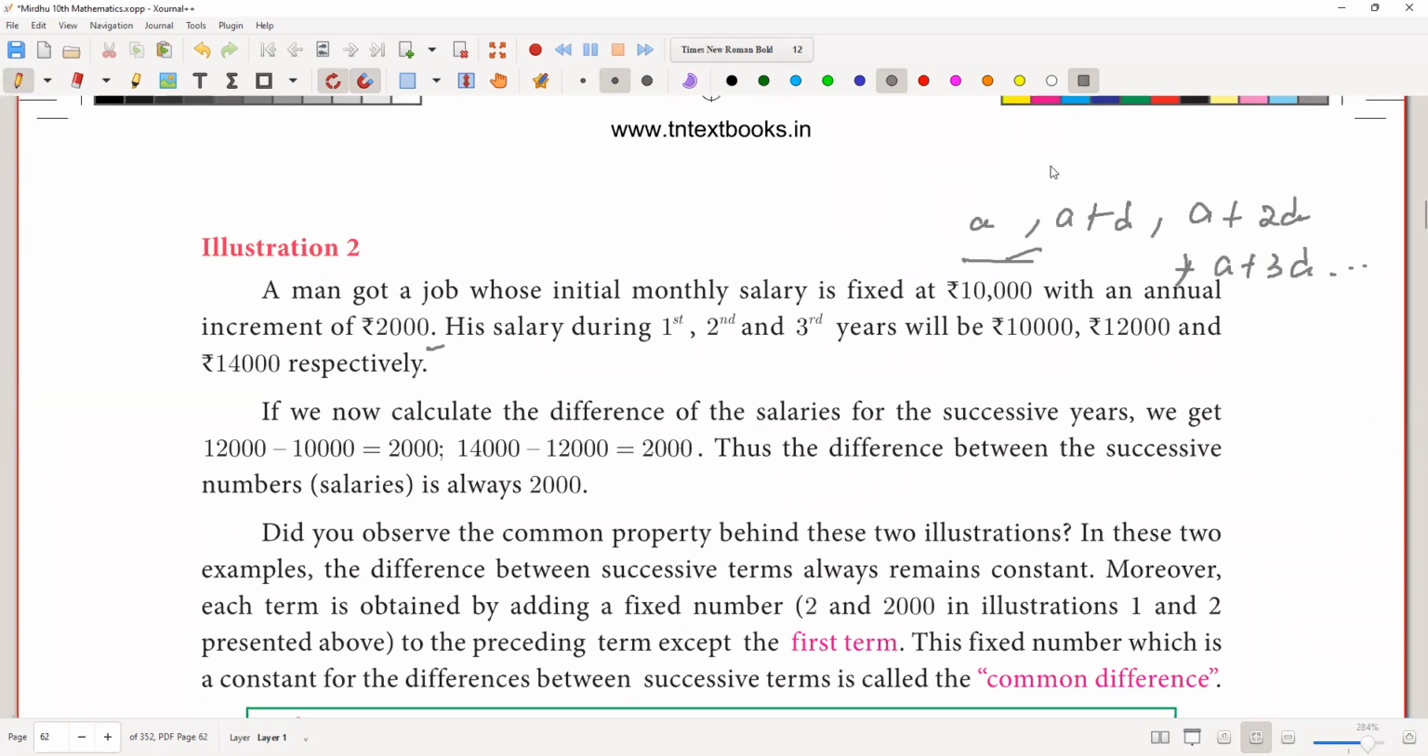You can see that this is first term T1. This is second term T2. Here, for all the places A is common. Here T2 has 1 into D. So N minus 1 into D. Alright. Likewise, T3 is A plus 3 minus 1, 2D. It goes on.